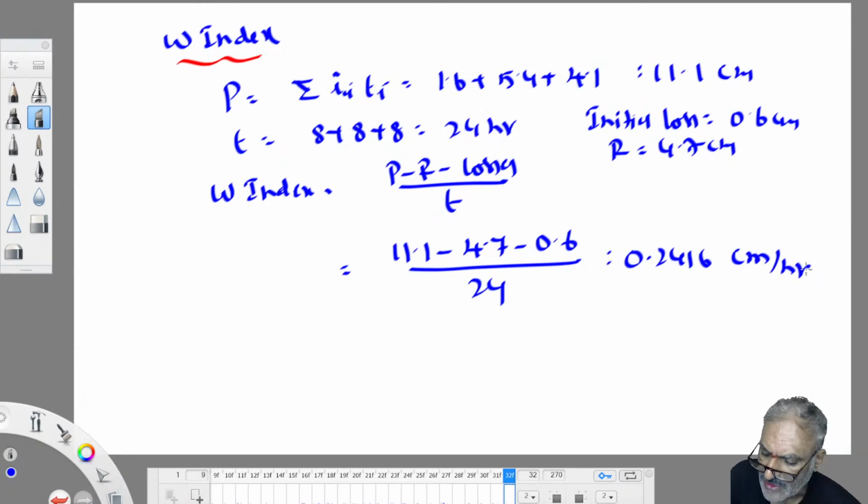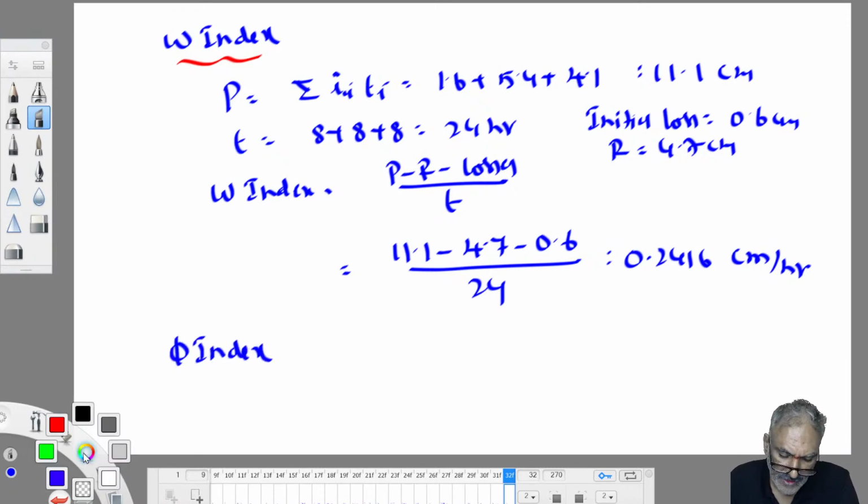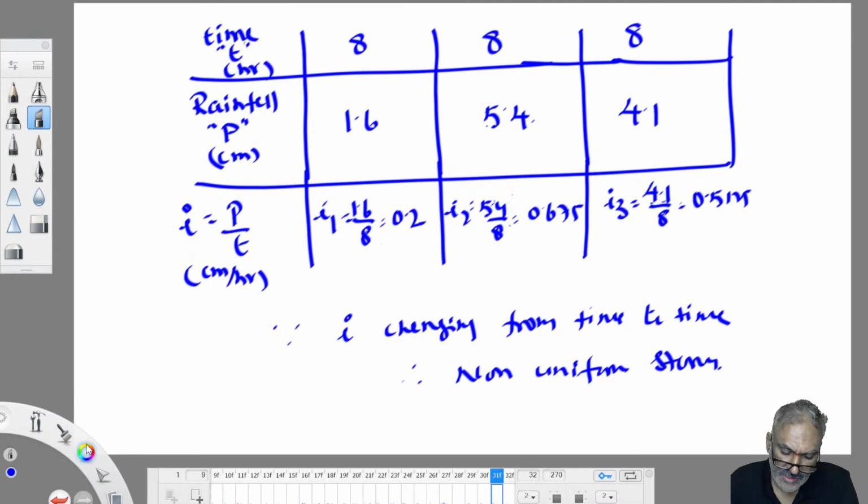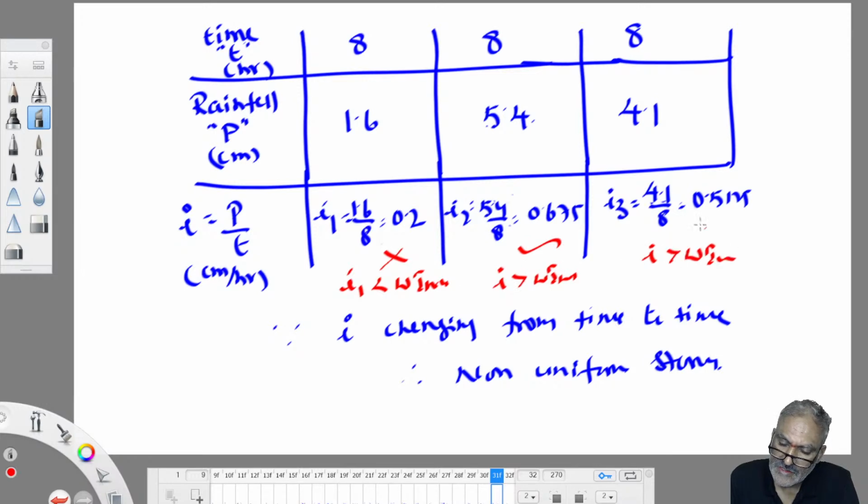Actually, we are not interested in double index. Our interest is what? Finding pi index. So since straight away cannot find out pi index, we take the help of double index. So to find P and T, neglect I values less than or equal to double index. So how many values are less than double index, 0.2416? I1 is less than double index, this is neglected. I2 is greater than double index, taken. I3 also greater than double index, this is also considered. So the first one only neglected. Remaining two are considered. I values you have to compare, not P values.